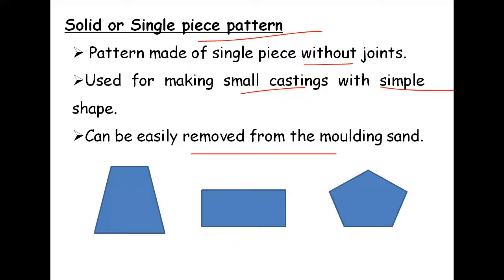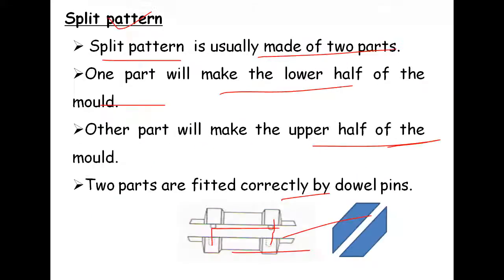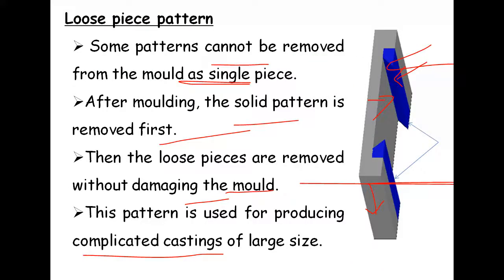To summarize: solid or single piece pattern, only one piece is used. Split pattern, there are two pieces connected with the support of dowel pins. Loose piece pattern, an additional piece is taken. Initially you remove the solid pattern, then you remove the loose piece pattern, so the edges of the mold are not damaged.